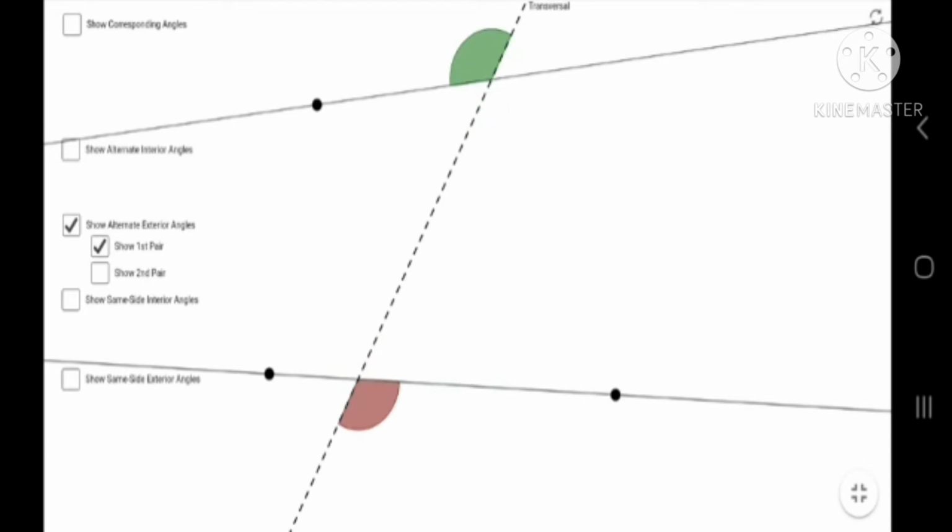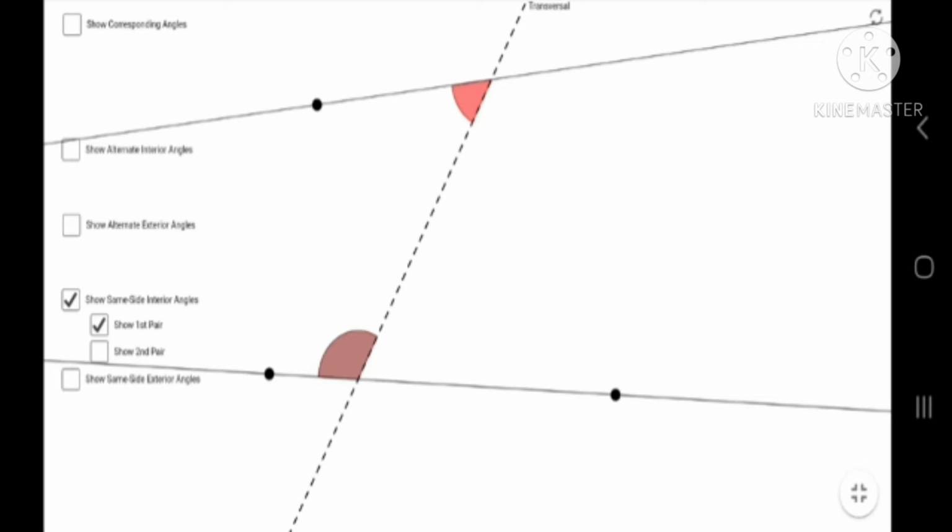Next, alternate exterior angles. The same thing: as they lie outside the given lines, they are called exterior, and they are on either side of the transversal. So there are two pairs of alternate exterior angles, 1, 2.